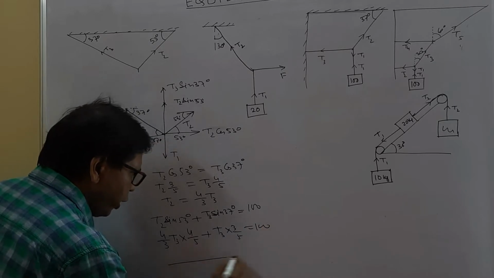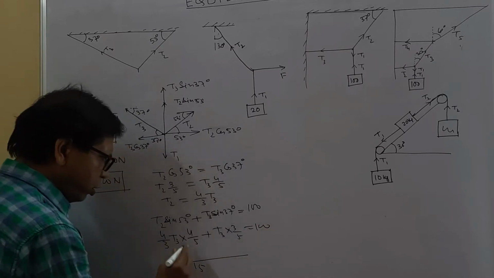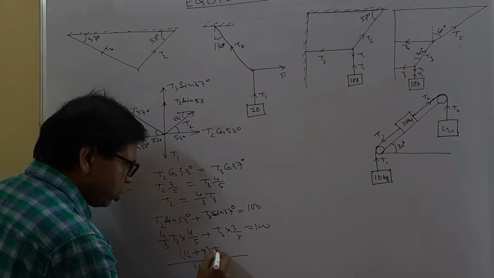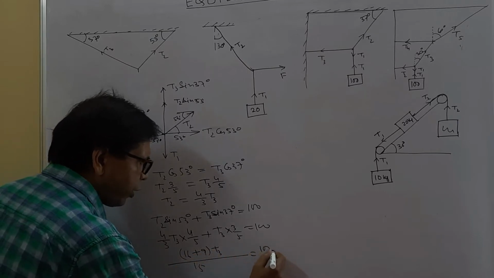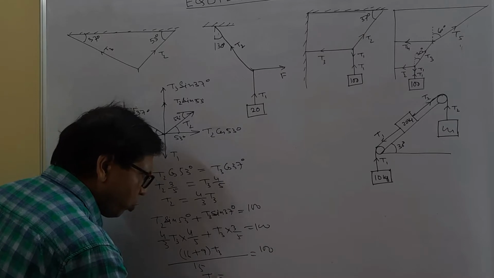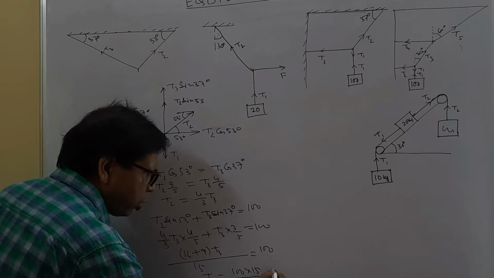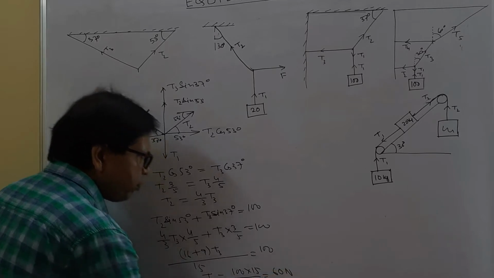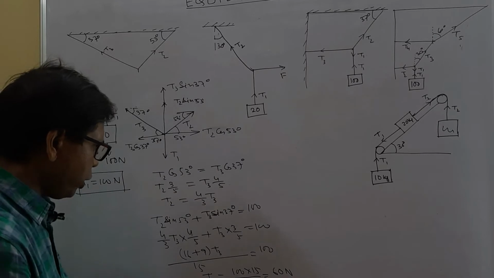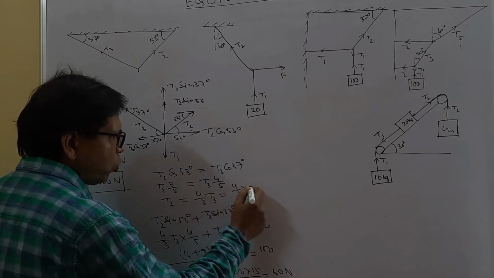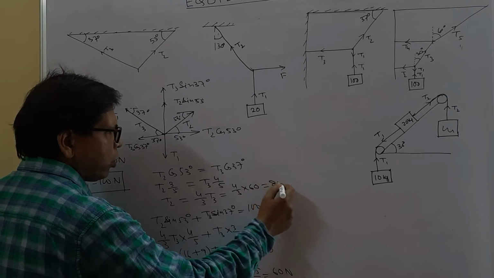Now the LCM is 15. This is 16 and this is 9, and this is T3, which equals 100. Therefore T3 equals 100 into 15 divided by 25, so this is 60 Newton. And if T3 is 60 Newton, then T2 equals 4 by 3 into 60, that is 80 Newton.